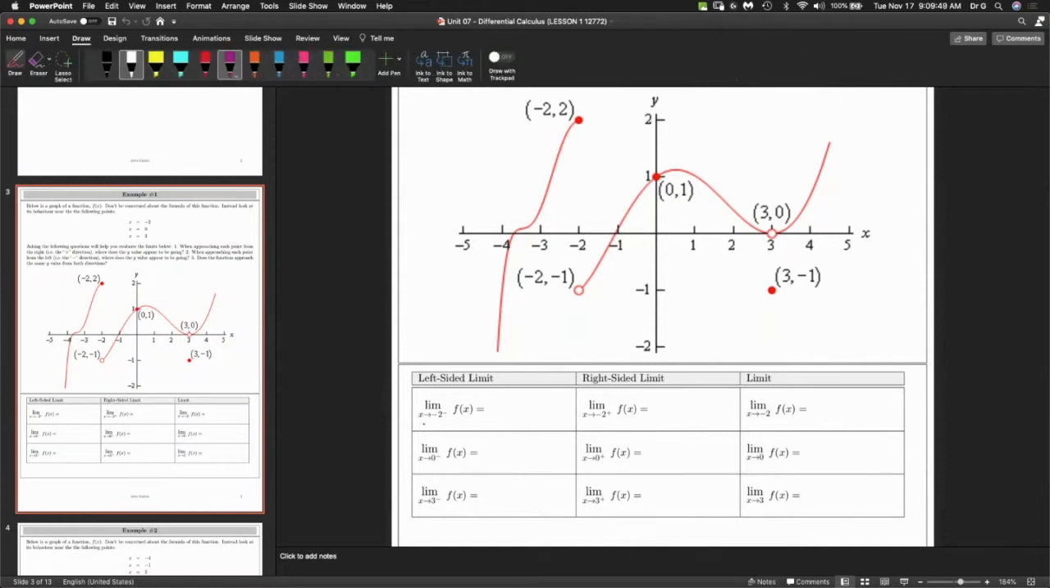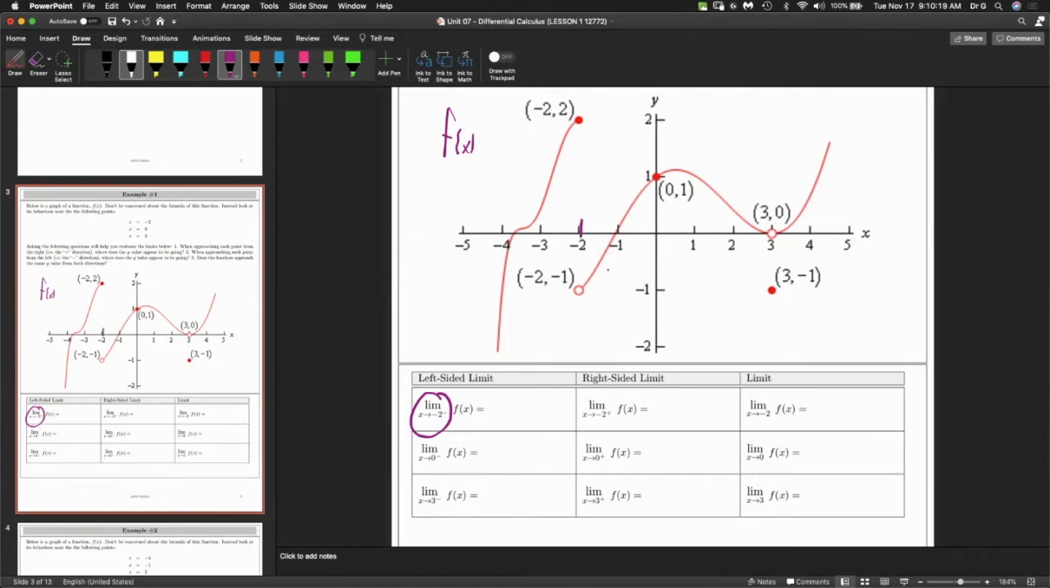You see it says limit as x approaches -2 from the left, and then f of x represents this function. This is f of x. So what this is saying is, as x approaches -2 from the left, the arrow means approaches. So where's -2 on the graph here? Here's -2.